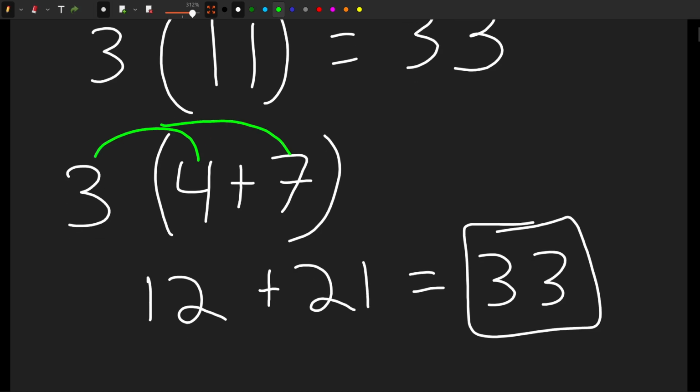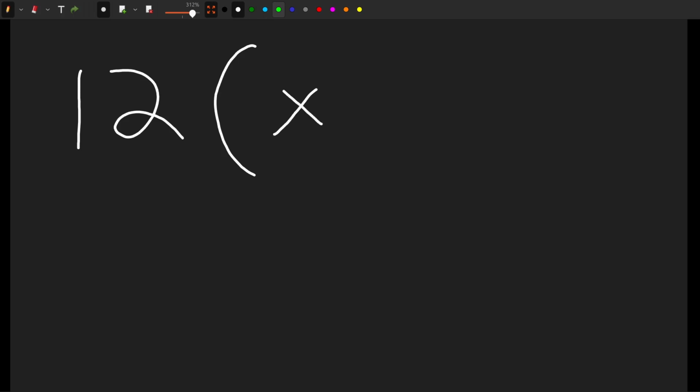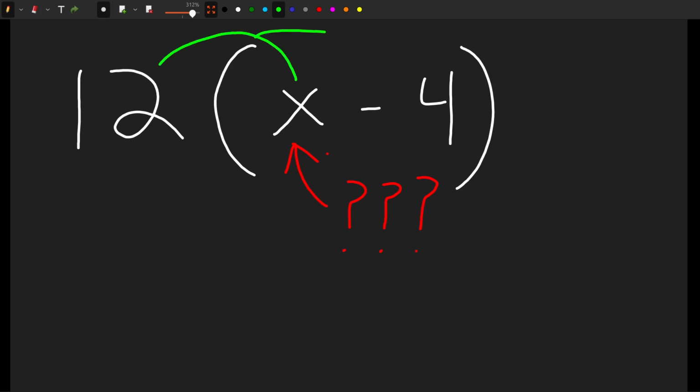In the next problem, we will need to use the distributive property. It'll be very similar. This time around, we have 12 times the group of x minus 4. In this case, we can't use PEMDAS, parentheses, brackets or braces, because we don't know what x is. X is a variable. And so we have no real understanding of what this is. It's a giant question mark for us. Okay. So all we can do in this case is use the distributive property to simplify these problems out.